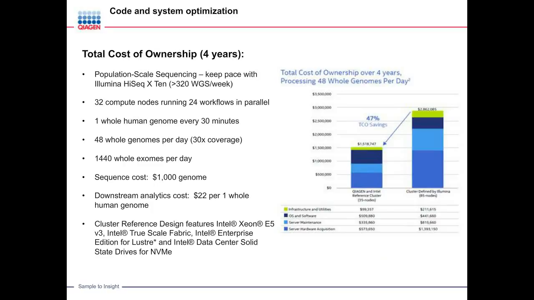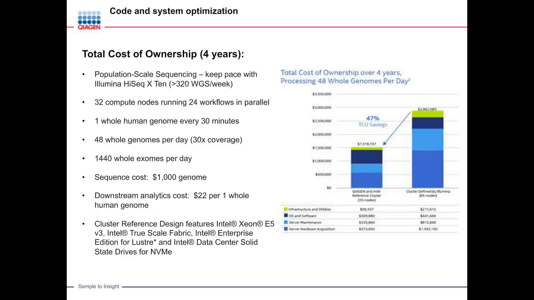So what we specifically tested is that we had the test setup simulating a HiSeq X10 throughput, which is 18,000 whole genomes per year. And with that, we had to solve that with that given workflow, a variant calling workflow, we had 32 compute nodes running in parallel. And with this setup, it was possible to analyze one whole human genome every 30 minutes on average, which means 48 whole genomes per day.